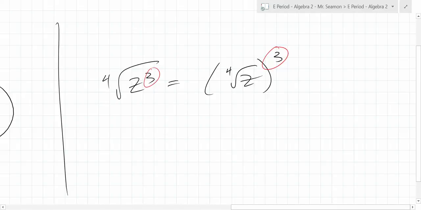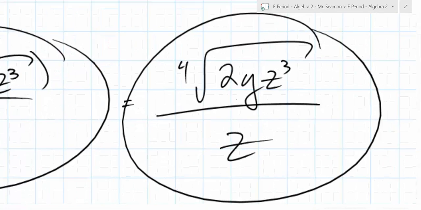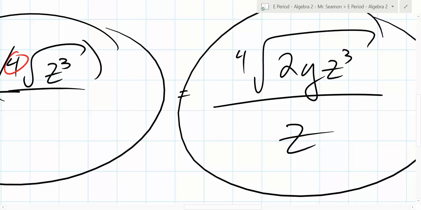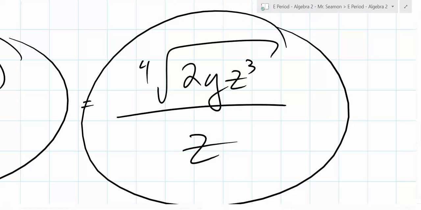Please scroll up. Okay, where? Here. This one right here? Yeah. See how the cube goes only to the z? Correct. That's what I'm confused about. How do we know it doesn't go to the 2yz? Oh, because it's only touching the z. Because it's only attached to the z.